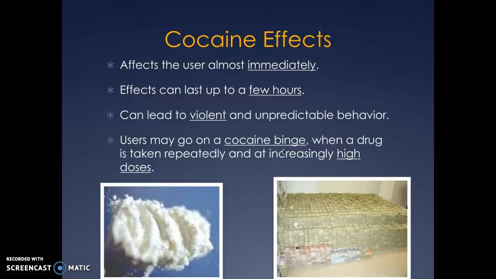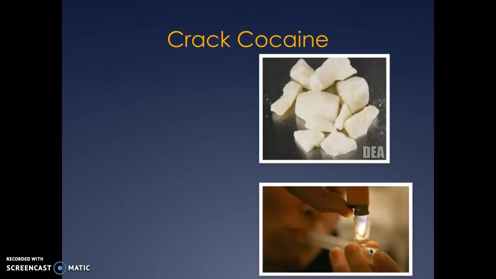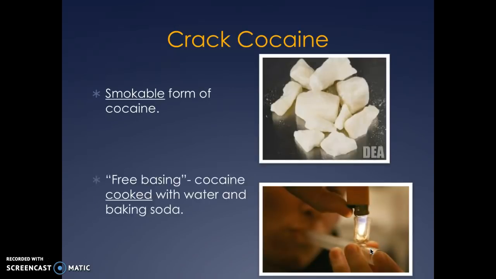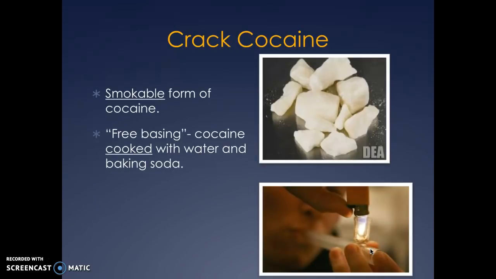Can lead to violent and unpredictable behavior. Users can go on a cocaine binge when the drug is taken repeatedly and act increasingly high. It's kind of showing the money that's surrounding some of that too. A lot of people get themselves in a lot of trouble because cocaine is extremely expensive.